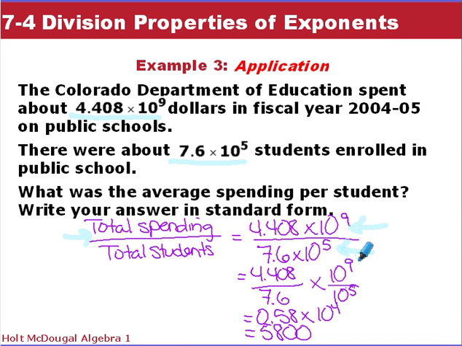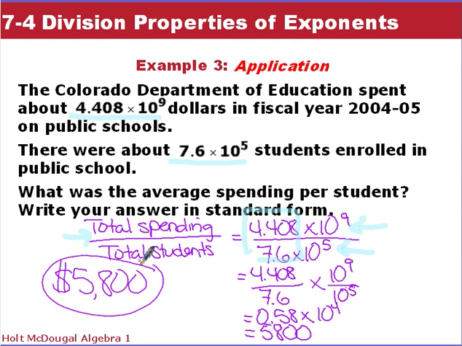So we can split up, put the coefficient in the front part of your scientific notation term out front, so 4.408 divided by 7.6 times 10 to the 9th over 10 to the 5th. So we end up with 0.58 times 10 to the 4th, because 9 minus 5 is 10 to the 4th. They want it in standard form, so you're going to be spending $5,800 per student. It's the average spending.